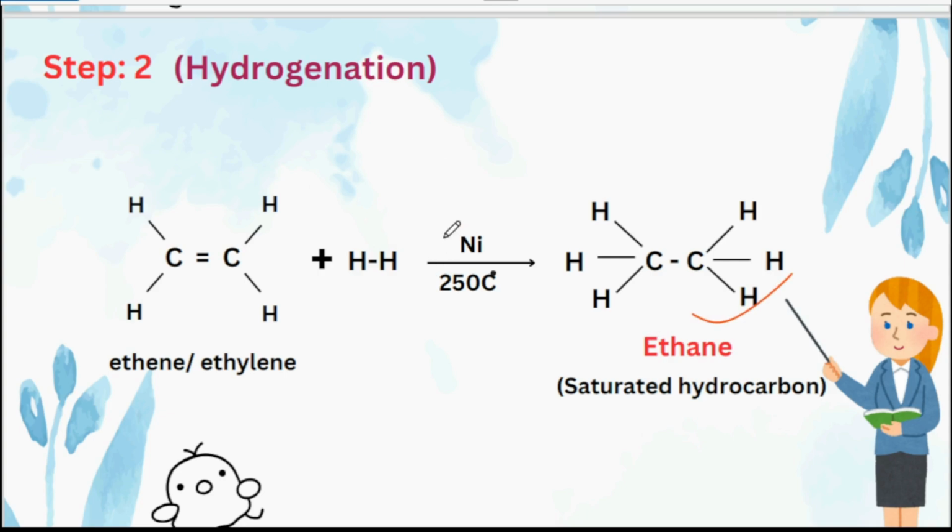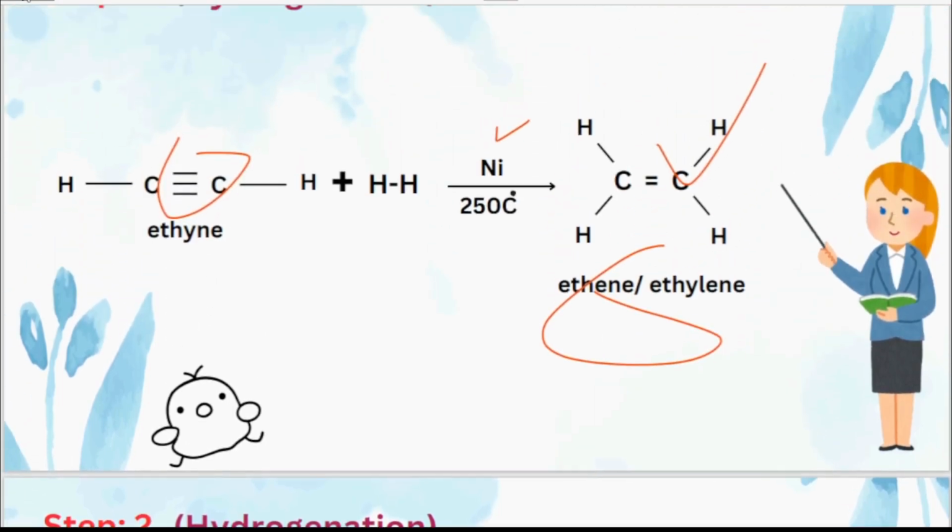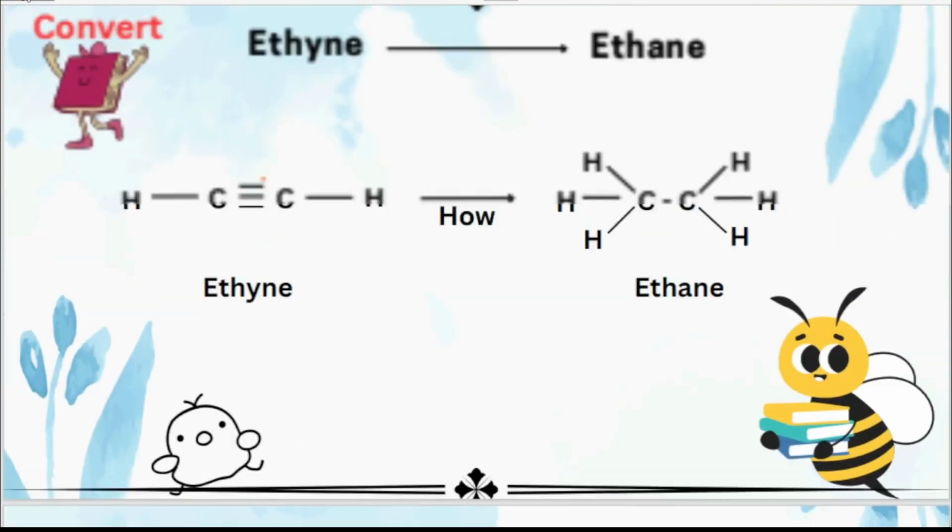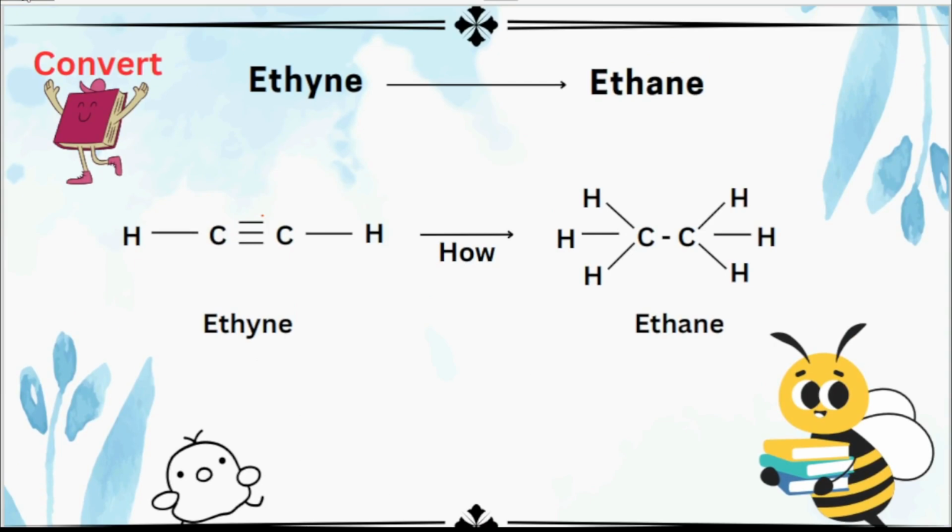In the presence of nickel catalyst, the above mentioned reaction takes place from alkyne to alkane simultaneously. It means the two steps are just theoretical to understand the inside reaction mechanism, but practically the reaction is just the conversion of ethyne to ethane.